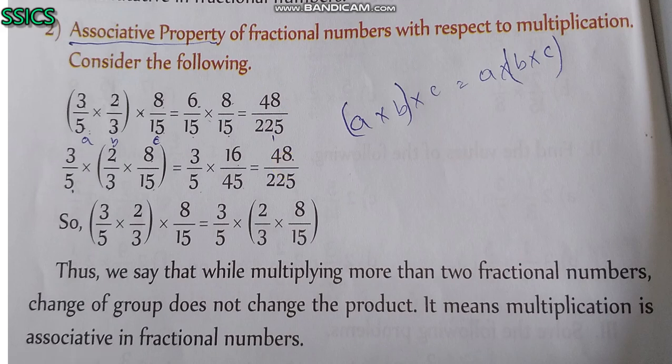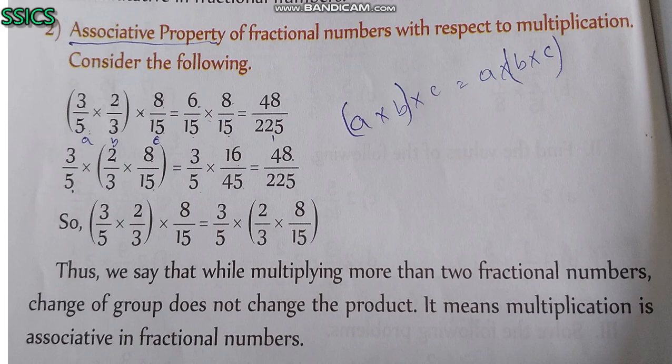So looking at the example, we conclude that (A into B) into C is equal to A into (B into C). This is the associative property under multiplication of fractions. Thus we say that when multiplying more than two fractional numbers, change of grouping does not change the product. It means multiplication is associative in fractional numbers. So we have discussed the commutative property and the associative property.